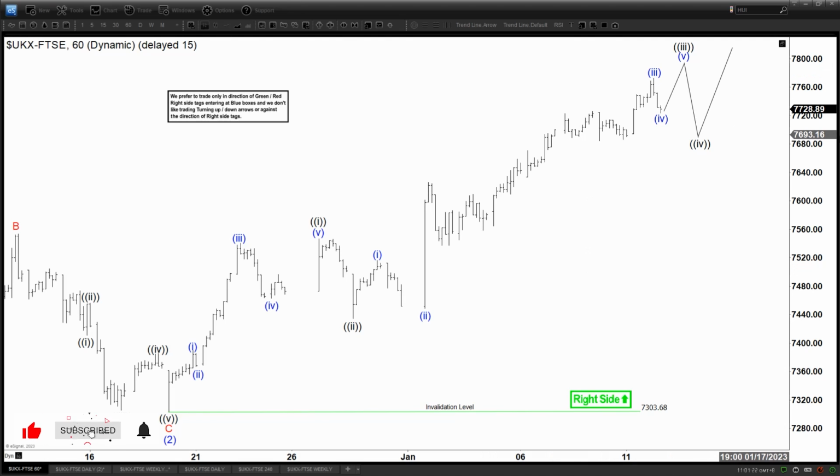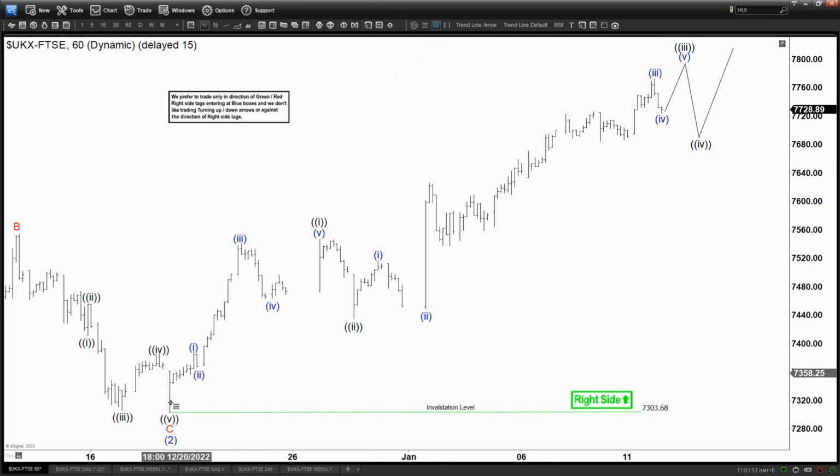Today we are going to look at the FTSE 60-minute chart. We have ended wave 2 in the intermediate degree at 7,300 and the index has continued to rally higher within wave 3, right? So this 7303 is wave 2. You can see the subdivision here is a 5-wave impulse. We have wave 1, wave 2, and now we are looking to end wave 3 here.